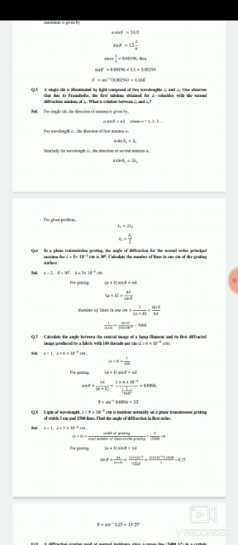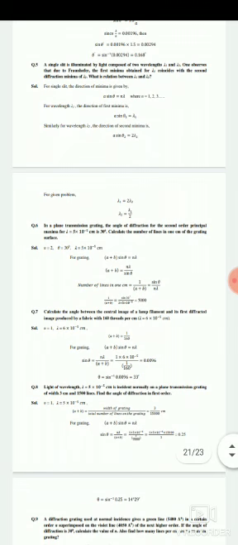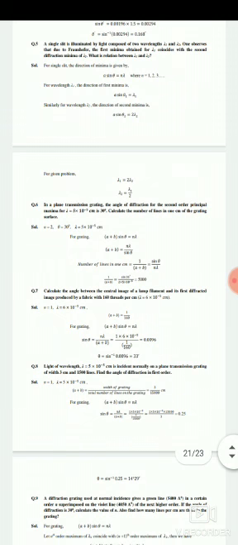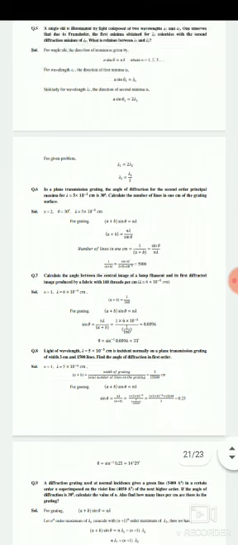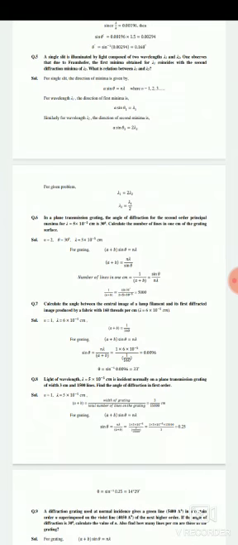As we have already used this formula for single slit, the direction of minima is given as a sin theta is equal to n lambda. For lambda 1, the direction of first minima is a sin theta 1 is equal to lambda 1, and for second one a sin theta 2 is equal to 2 lambda 2. But we are given that lambda 1 is equal to 2 lambda 2, and lambda 2 is equal to lambda 1 by 2. This is the desired relation.